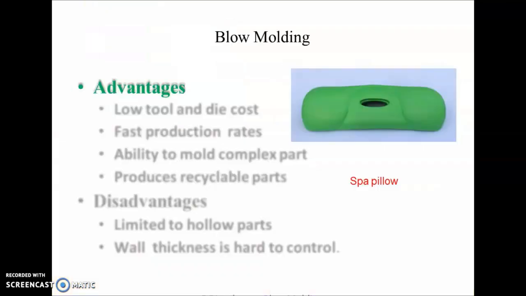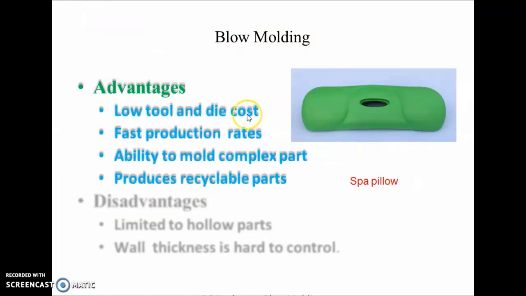Next, we are going to discuss the advantages of the blow molding process. First one is low tool and die cost compared to other molding processes, and it has faster production rates. Different complex components can be produced with the help of the blow molding process, and we can also produce recyclable parts. Limitations of the blow molding process: only hollow parts can be produced, and the wall thickness is hard to control.